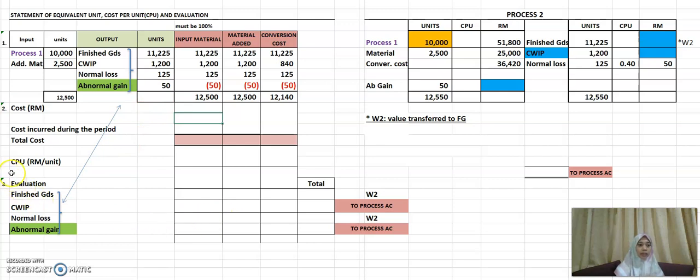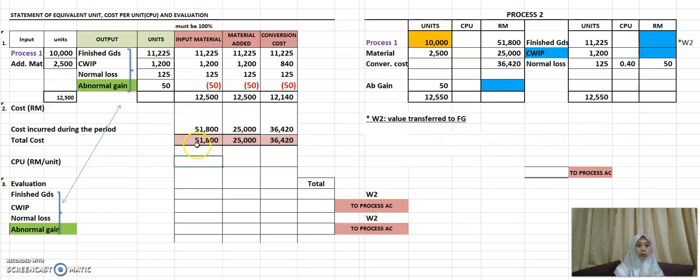Next, you do the second part of the account, which is your statement of cost per unit. So put in the cost incurred during the period. So you have the input, that is 51,800. Next, you have 25 and 36 for 20. So you put in all the figures, all the values, the cost incurred during the period. Next, that will also be your total cost, so you can work out the CPU.